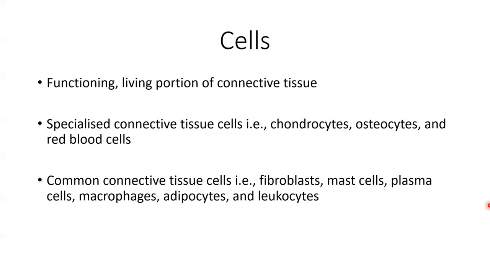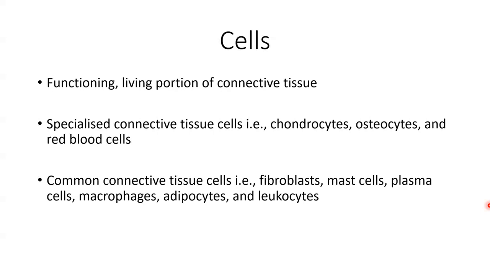So our cells then are the functioning living portion of the connective tissue, and we can have specialised connective tissue cells within the extracellular matrix, and they are cells that are only found in one particular type of connective tissue. So think the osteoblasts and osteocytes are only found in bone tissue. Our chondroblasts and chondrocytes only found within cartilage.